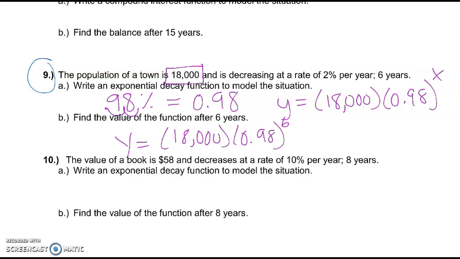All right, let's figure out after 6 years how much of our population will still be there. So again, do your exponents first. Take 0.98, raise it to the x power. Take that number and multiply by 18,000. All right, when we do that, we end up getting 15,945. I'm going to round it to the whole number here because we're talking about a population. We're talking about people. Okay, so after 6 years, our population went from 18,000 to 15,945.